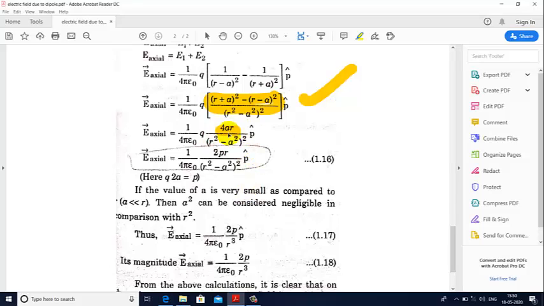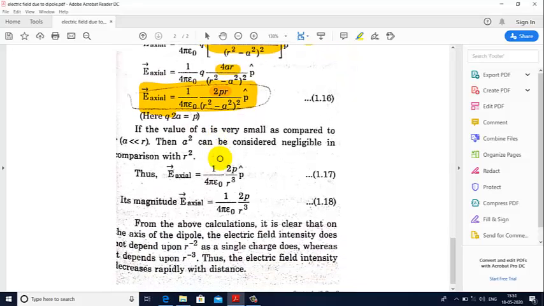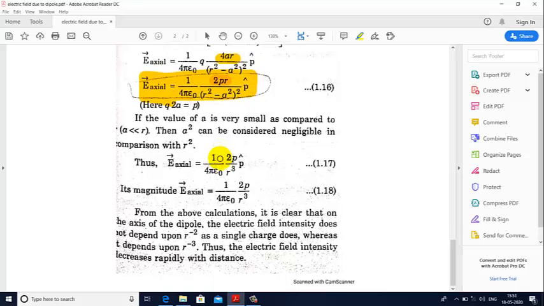We get this. Okay, so the direction here is P cap, and here we can write Q and 2A as P. So we write 2AQ as P. So we are left with 2PR. Okay, so this is the final formula that we get for the electric field due to an electric dipole at a point on the axial line of the dipole. I hope this is clear to you.